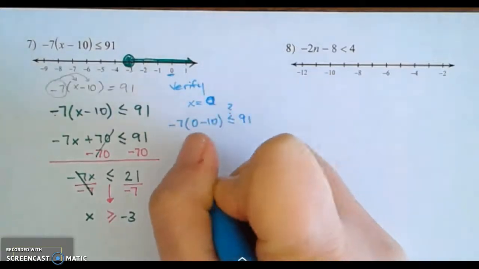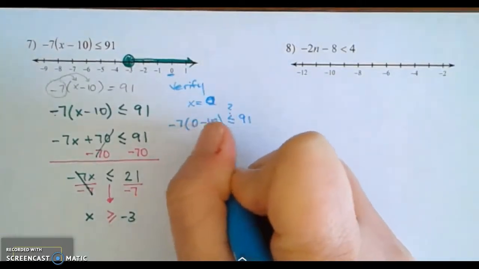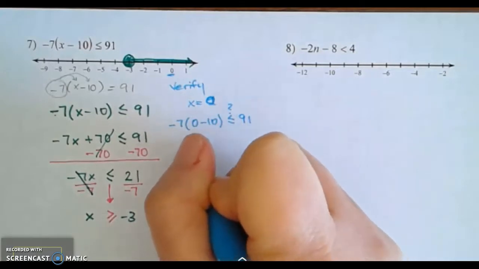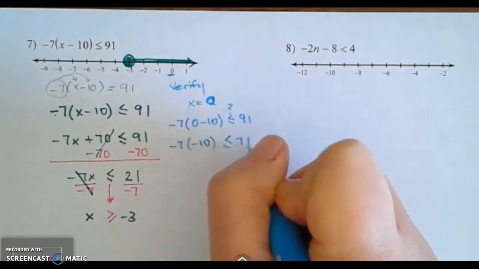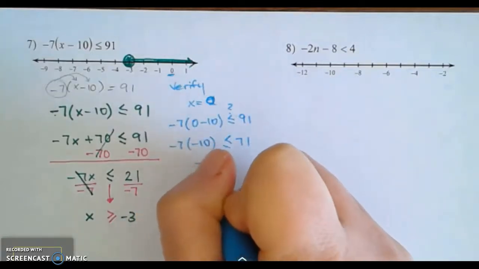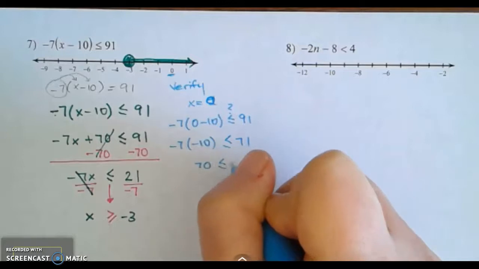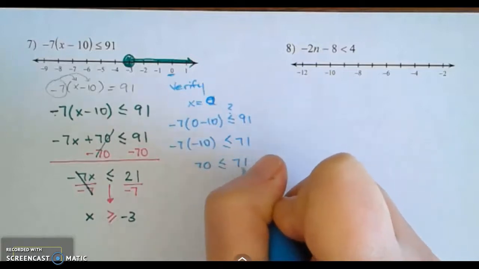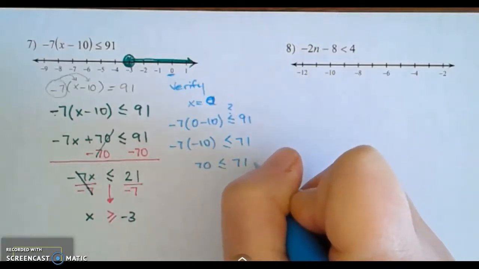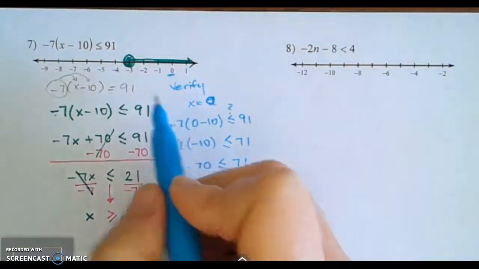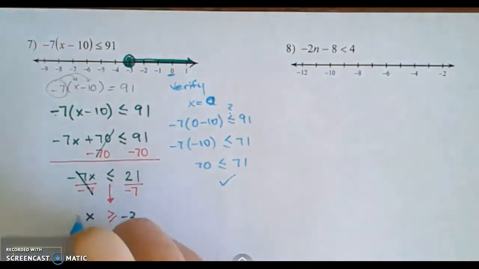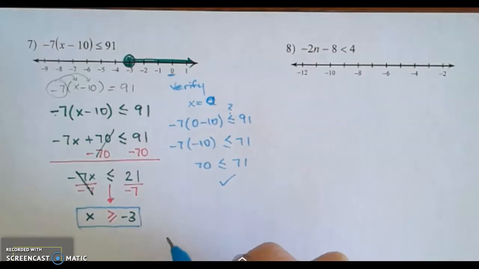Is this true? Well, the left-hand side, 0 minus 10 is -10 times -7. -7 times -10 is +70. And is 70 less than or equal to 91? Yes, it is true. So this has been verified. Okay, so I know that this solution is correct. That's what the verification process does. I will continue with the next lesson.